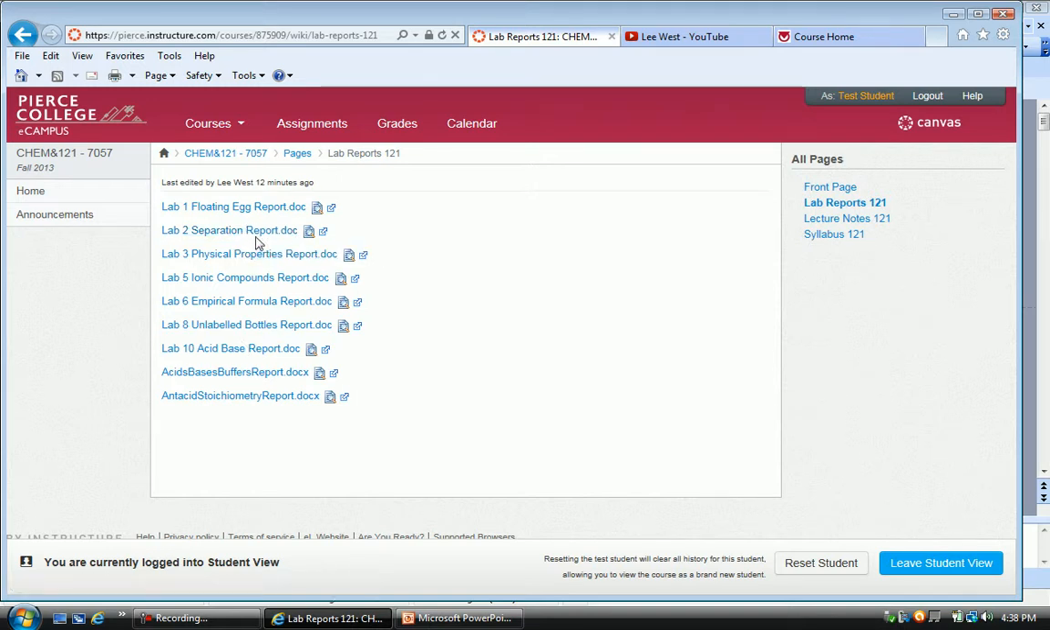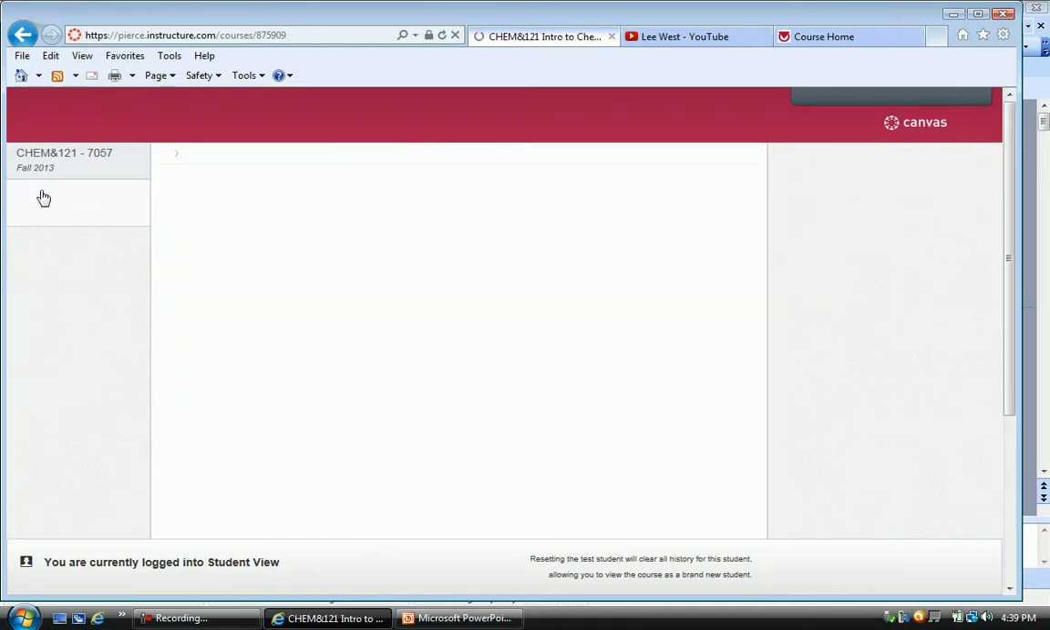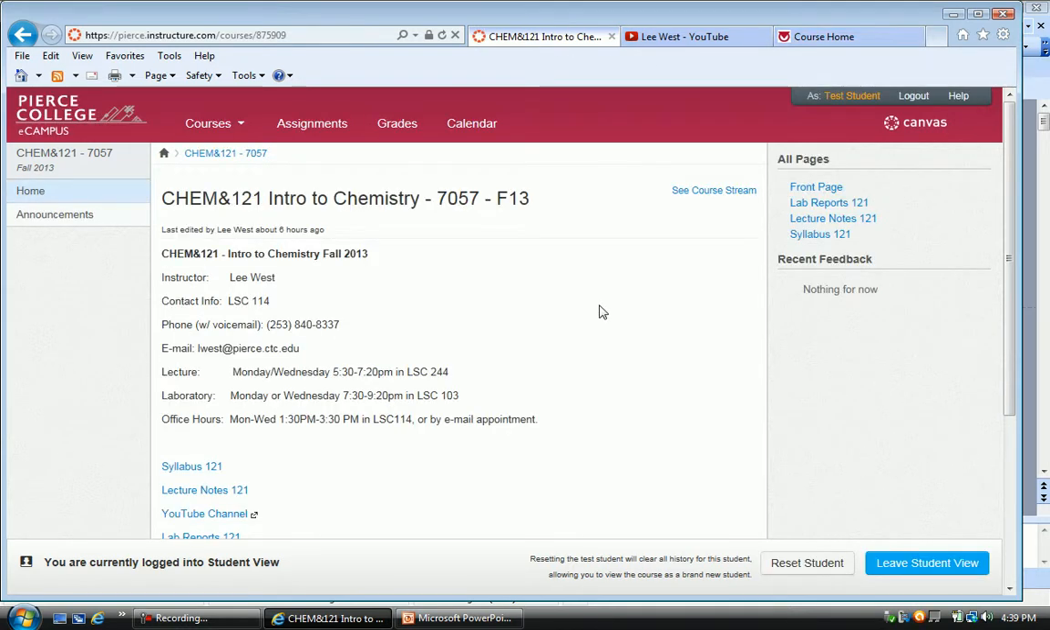So if you recall, our labs are due exactly 1 week after you did the exercise. So I would recommend that you know that you've got lab 2 coming up, separation, so download and print that form off now if you have this lab next Monday or Wednesday. So that's sort of an overview of the website. People are working through OWL, people are working through Canvas. It might take a little time, but I'm certain that we'll get there.